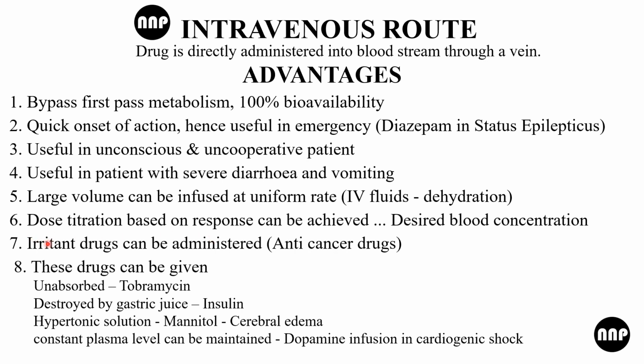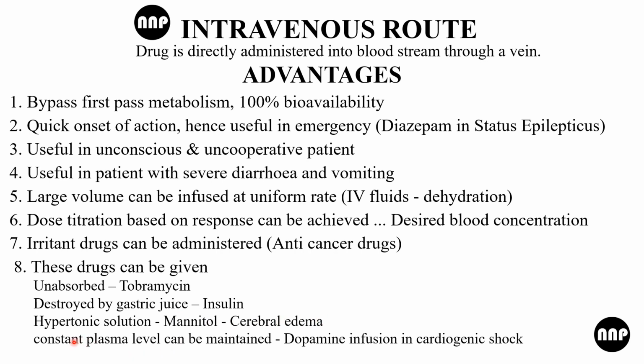Then irritant drugs can be administered. Since if we give irritant drugs by oral route, it will cause gastric irritation, higher incidence of nausea, vomiting, diarrhea. So for that, we will be using IV route. For example, anti-cancer drugs. Then the drugs which are unabsorbed, like tobramycin. The drugs which can be destroyed by gastric juice, hence we will not be giving it by oral route, for example, insulin. Hypertonic solution like mannitol, which we use in cerebral edema.